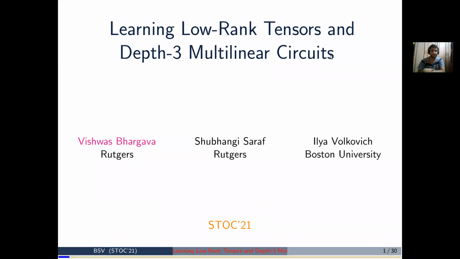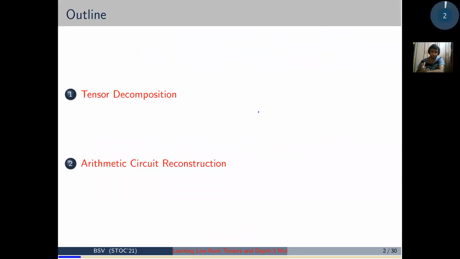Hello, I'm Vishwas and I'll be talking about learning low-rank tensors and depth-free multilinear circuits. So let me start by giving a brief outline of the talk. Firstly, I'll be talking about tensor decomposition, and later I'll be talking about arithmetic circuit reconstruction, which, as it turns out, tensor decomposition is a very special case of.